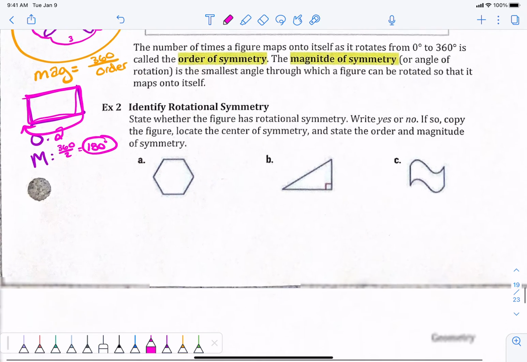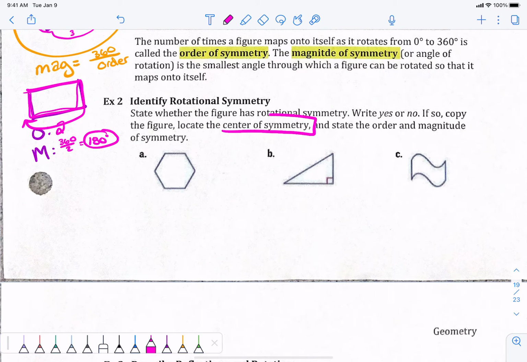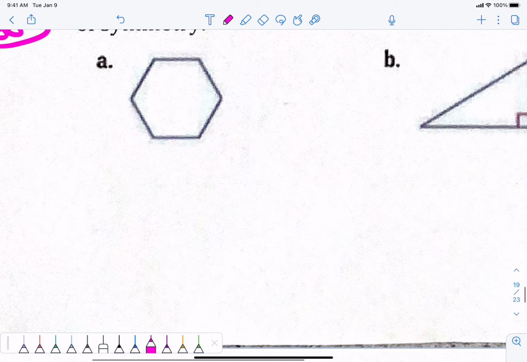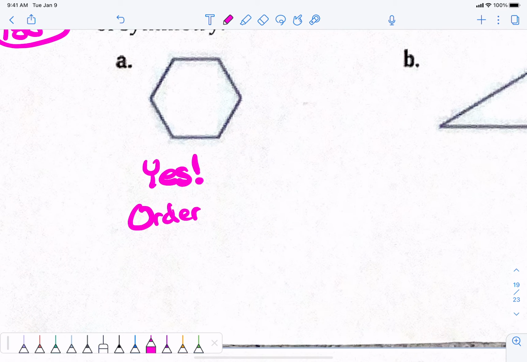State whether the figure has rotational symmetry, yes or no. If yes, find the center of rotation. We didn't do that before, but center of rotation, then state the order and the magnitude. So those 3 things we have to answer. So A, does it have rotational symmetry, yes or no? Yes. We have to state the order, state the magnitude, and label its center of rotation. Where's the center of rotation going to be? Right in the middle, in the center. I know that seems kind of silly that we would have to do that, but whatever.